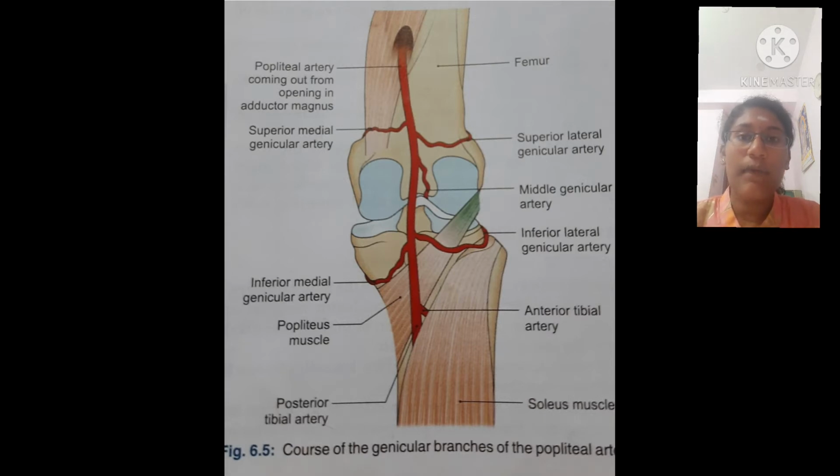It courses through the back of the knee joint, and at the lower border of the popliteus muscle it terminates into the anterior tibial artery and posterior tibial artery. If you look at the image, as you can see, the popliteal artery originates from the adductor hiatus, courses through the back of the knee joint, and at the lower border of the popliteus it divides into the anterior tibial and posterior tibial artery. Now let's go to the relations of the popliteal artery.